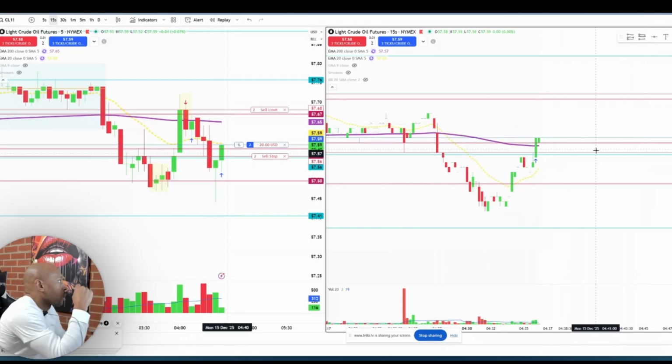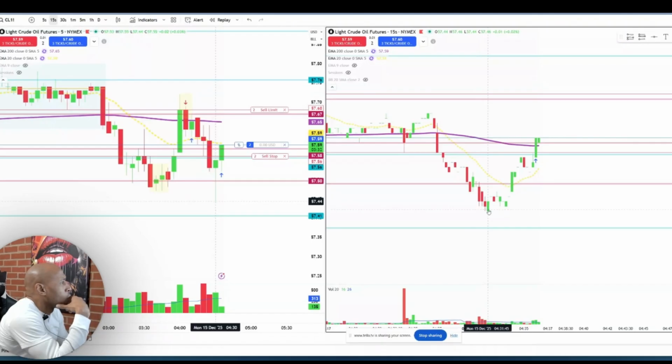So we're gonna see if my, I guess, hypothesis, my educated guess, was correct off of this resistance here on this level. And we'll see. If I take a loss, I just take a loss.